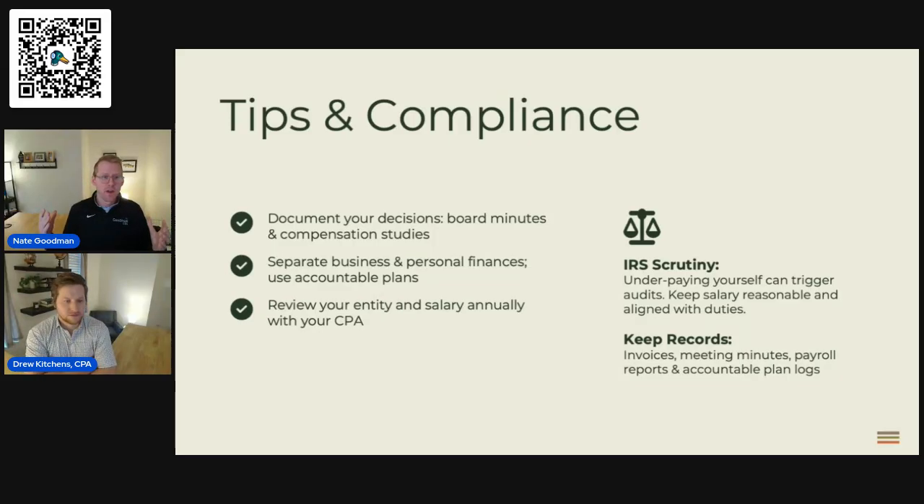If they come back with, hey, you should just take 60% salary, 40% distributions just to be safe, you might want to look for somebody different because they're just giving you a blanket statement, not looking at your situation. Underpaying yourself could trigger audits. They could quickly analyze on your return how much money you made and what you took as W-2s. So if you don't have it documented, it's really important to have your records straight. Invoices, meeting minutes, payroll reports, logs to document why you're doing what you're doing.